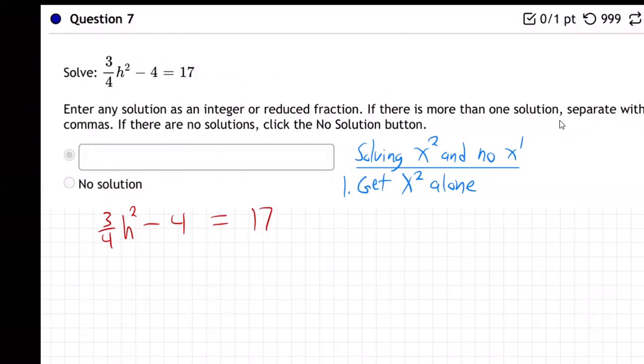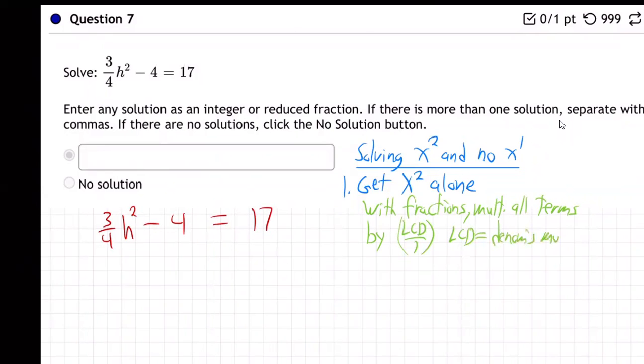Okay, now let me write an additional note. With fractions, multiply all terms. Remember, we've done fractions before, huh? Multiply all terms by the LCD over 1. LCD is the denominators multiplied. So yeah, you've done that before. You know all about that.